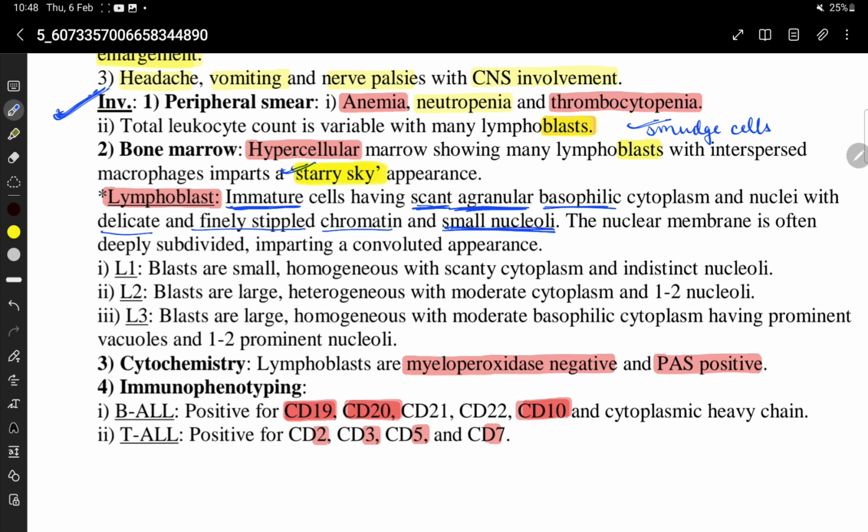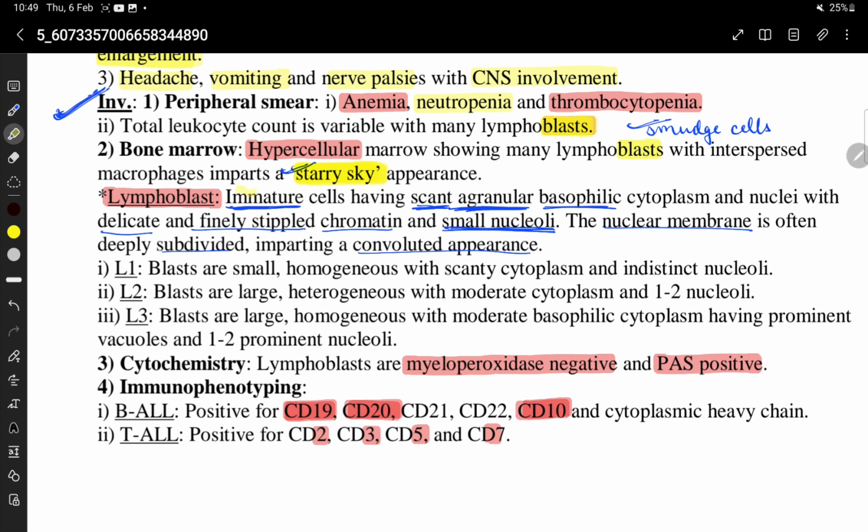The nucleoli is small, cytoplasm is scant, agranular and basophilic, and the chromatin is delicate and finely stippled. The nuclear membrane is often deeply subdivided, imparting a convoluted appearance.